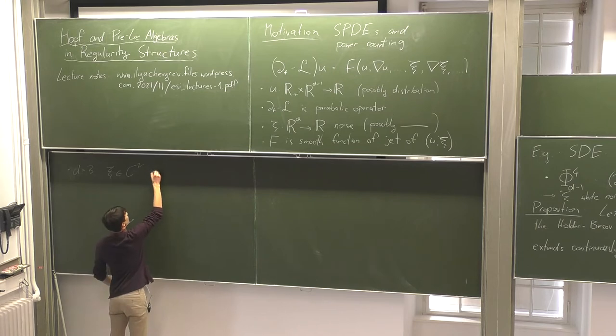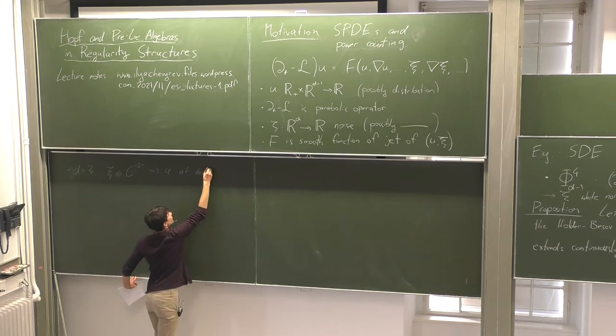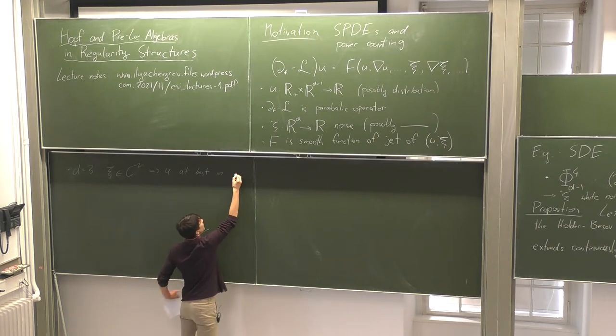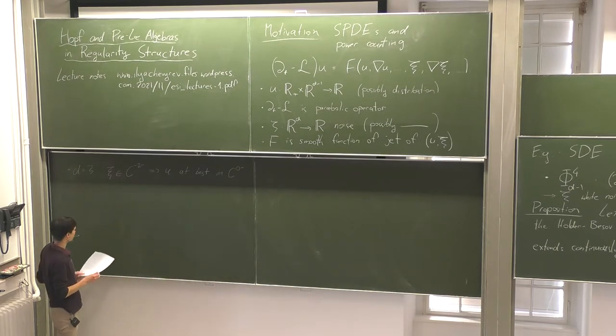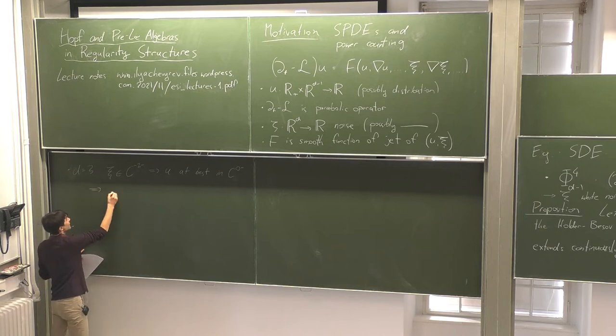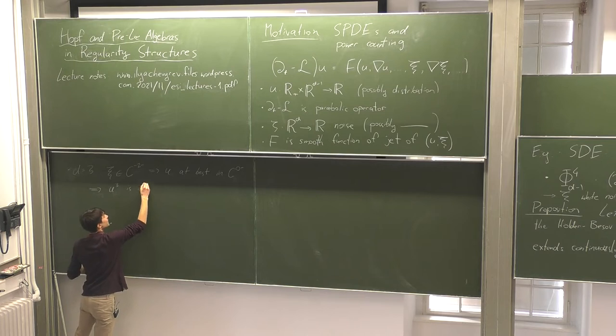So this implies that u is at best in C 0 minus. So we gain two derivatives. But now what this means is that u cubed is analytically ill-defined.